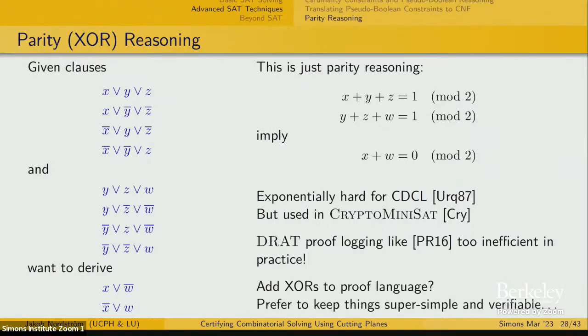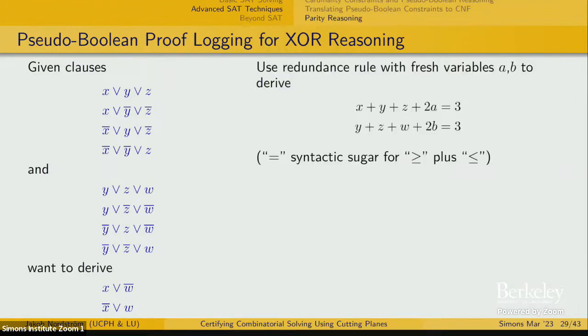And now what is not so obvious is that cutting planes with extension variables can do this in a very nifty way. I'll write my parity constraint in the following way: x plus y plus z plus 2a equals 3, where a is a new fresh variable. If you look at this, you realize that this is just a stupid way of saying that the parity is odd. And in the same way, this constraint says that the parity is odd. And now when you add them, you get x plus w plus an even number times lots of things is equal to an even number. And now you realize that this constraint actually says that the parity of x and w is even.